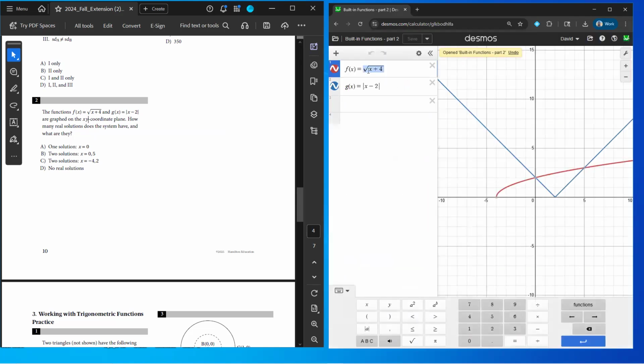And I want to show you something helpful. If you type in the letters SQRT, so square root, it then converts it into the square root symbol. So that can be faster than looking for it on your keyboard.